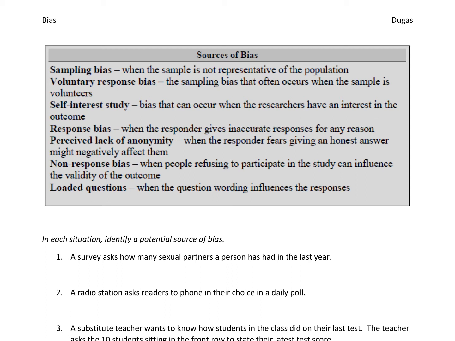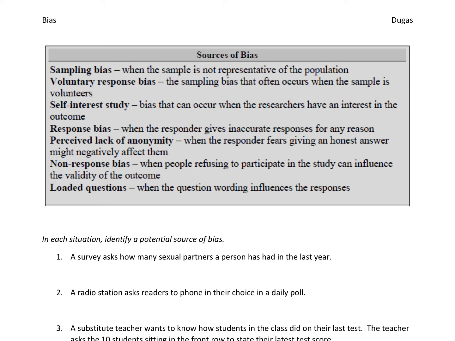In this video, we will be discussing bias. Bias is something that can happen when you are collecting data. There are several sources of bias. First is sampling bias. When the sample is not representative of the population, you get sampling bias.